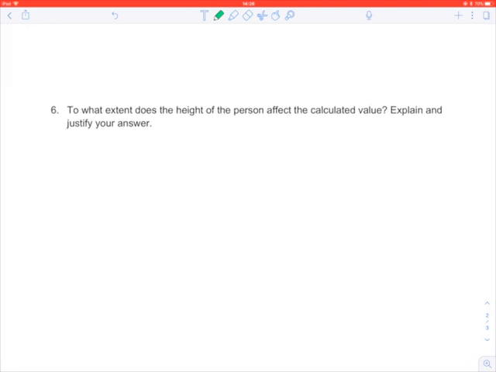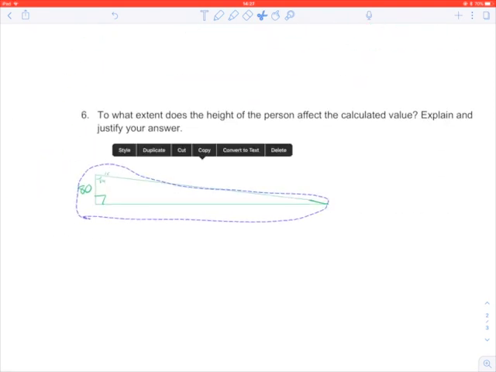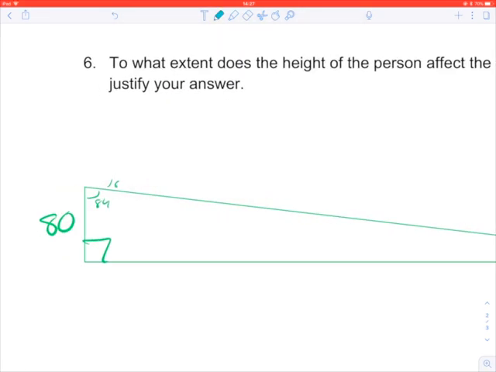Okay, cool. So here, to what extent does the height of the person affect the calculated value? I'm kind of happy that they said that, because maybe they wouldn't have said that in the other components, and you would have had to infer it. So let's do this. Let's add this little person's 1.6 meter height to it. So here's 1.6 meters. So now our triangle is 81.6 meters.